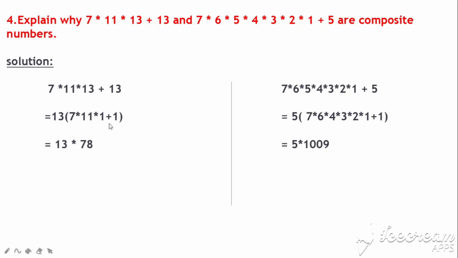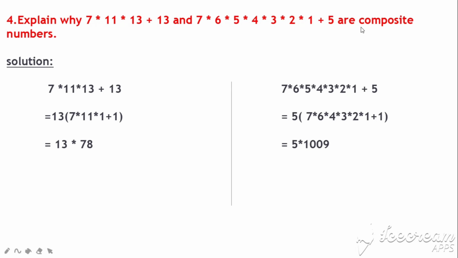So when I multiply and add, I get 13 into 78, because 13 as it is, 7 into 11 is 77, 77 into 1 is 77, plus 1 is 78. So 13 into 78. In the same way, I kept 5 as it is, 7 into 6 is 42, and when I multiply everything I get 1008. So plus 1 it is 1009. So I get these two numbers.